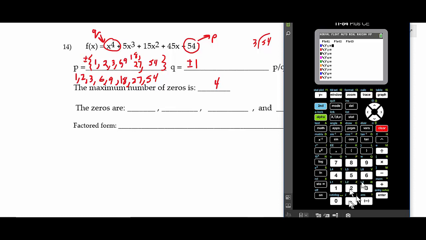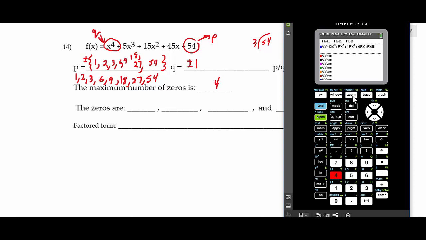Okay, so I'm going to go ahead and I'll have you put this in because there's a couple things I want to talk about on this. So I've got x to the 4th plus 5x to the 3rd. And then we got plus 15x squared. Okay, and then plus 45x. And then plus, is that a plus 54 or is that a minus 54? Plus 54, okay.